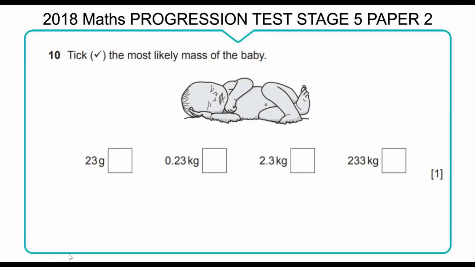So it's an easy question. This is the answer. Baby will be about 2.3 kilogram. 233 kilograms will be as heavy as an elephant. 0.23 will be very light. 23 grams is so much smaller.